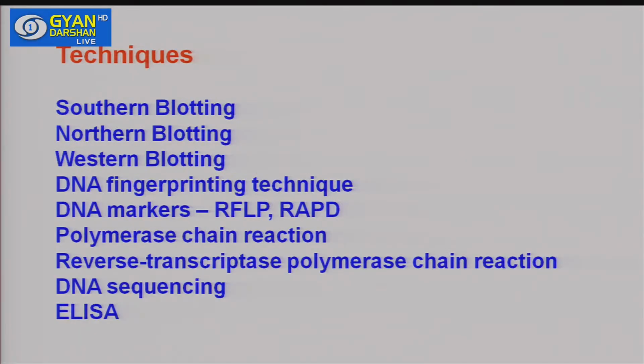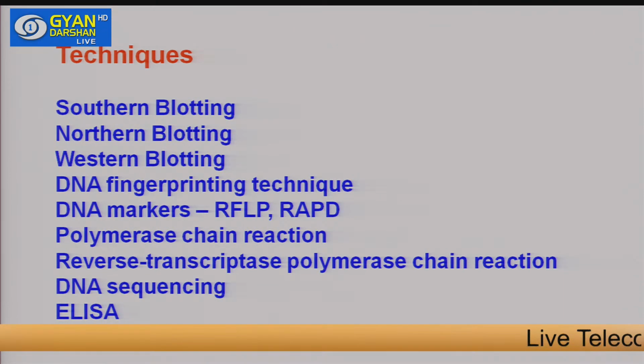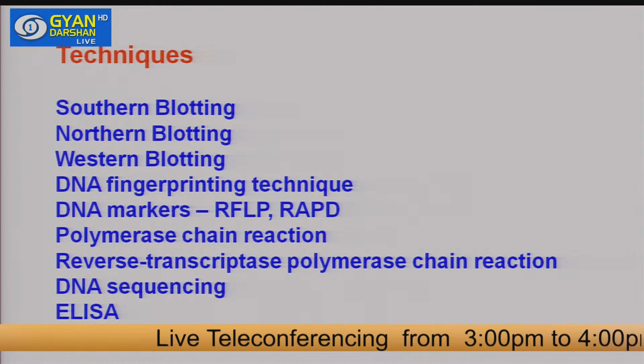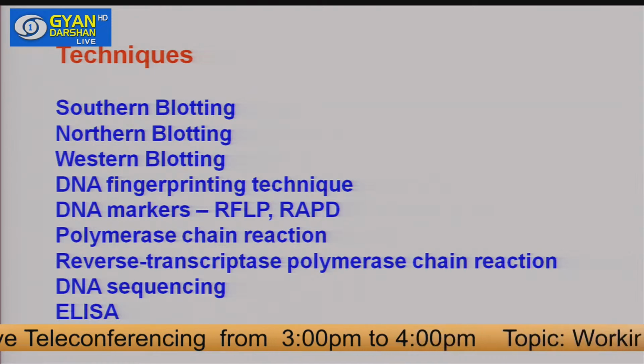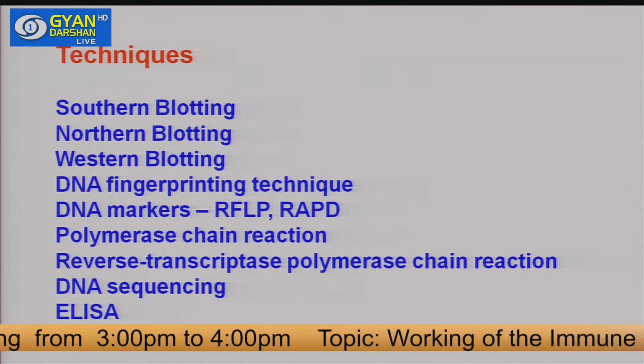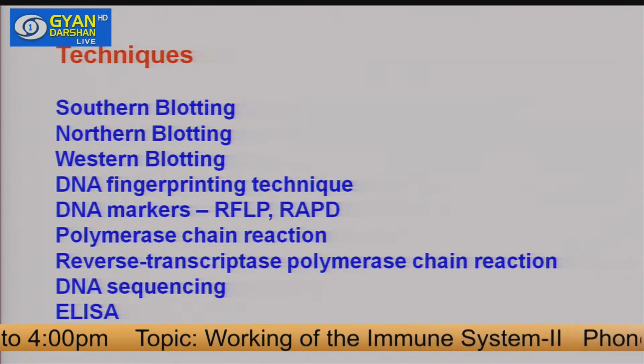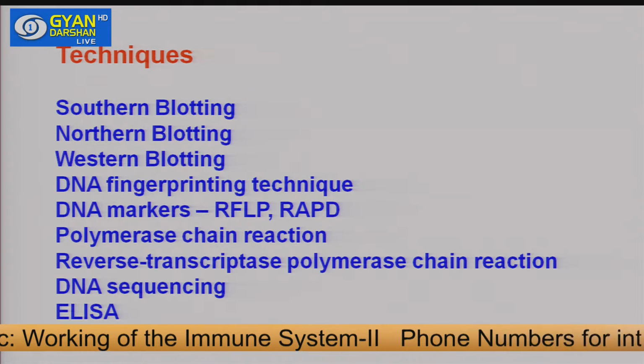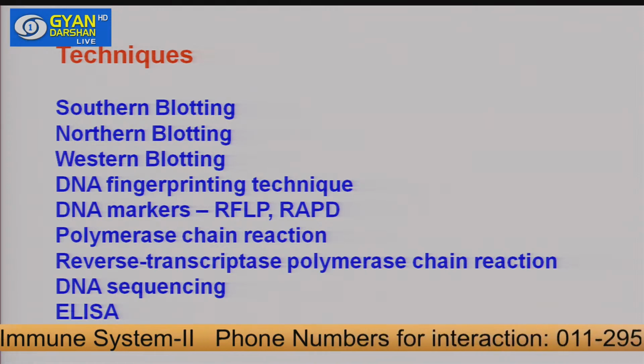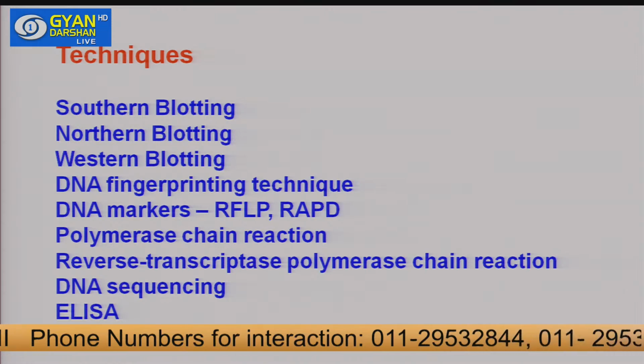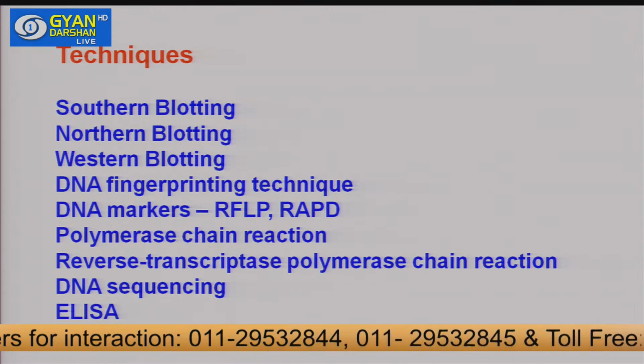Now the techniques that we are going to discuss today: southern blotting, northern blotting, western blotting, DNA fingerprinting technique, DNA markers, RFLP and RAPD, restriction fragment length polymorphism, and randomly amplified polymorphic DNA, polymerase chain reaction, reverse transcriptase polymerase chain reaction, which we also call RT-PCR, DNA sequencing, and ELISA. ELISA stands for enzyme linked immunosorbent assay.